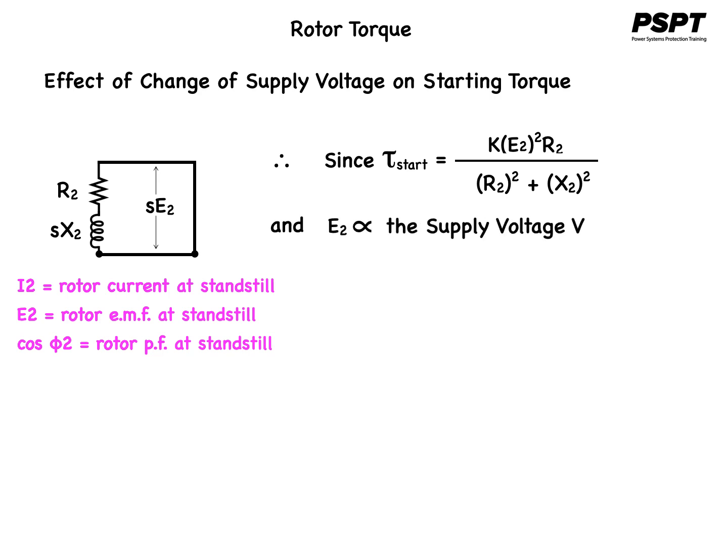and E2 varies as the supply voltage, the stator voltage, so the starting torque will vary with the square of the supply voltage. Therefore, the starting torque is very sensitive to changes in the value of the supply voltage. For example, a drop of 10% in supply voltage will decrease the starting torque by about 20%. This could mean the motor failing to start if it cannot produce a torque greater than the load torque plus the frictional torque.